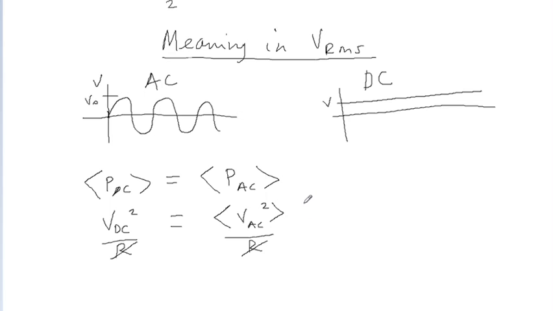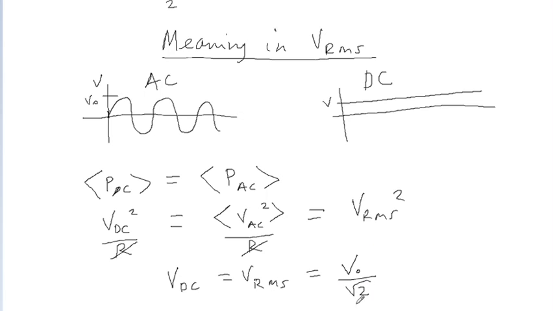So, but then we found that average voltage squared for an AC circuit is the VRMS squared, right? That we've just done before. That's what that is. So this teaches us that the equivalent DC voltage is VRMS, which happens to have a value of V naught over root 2.